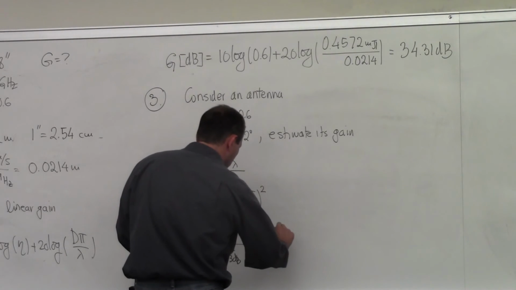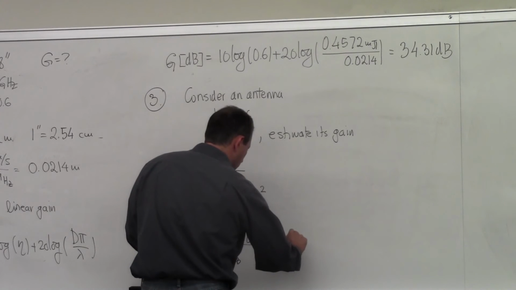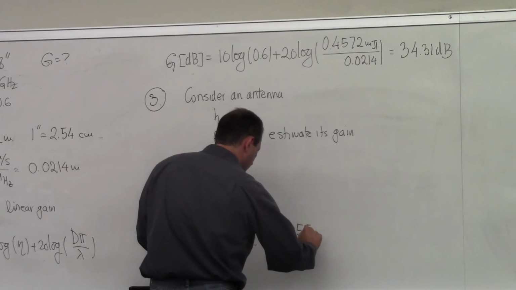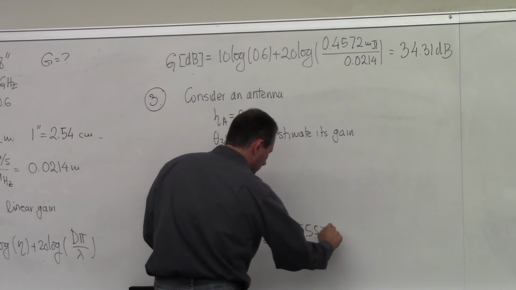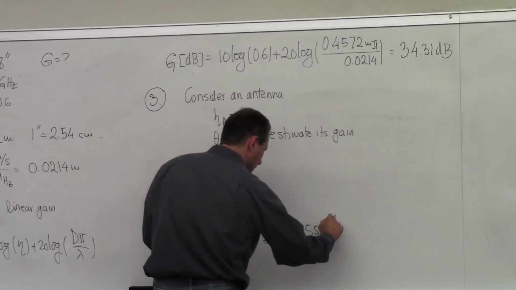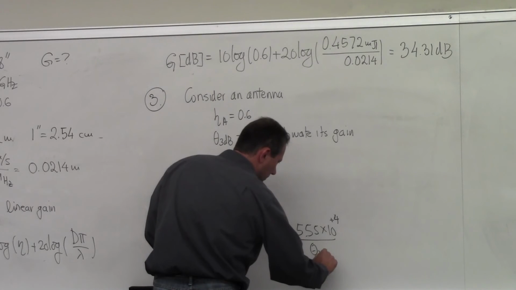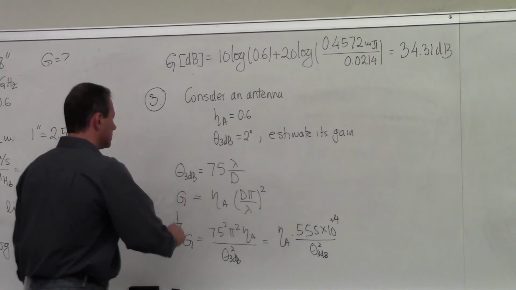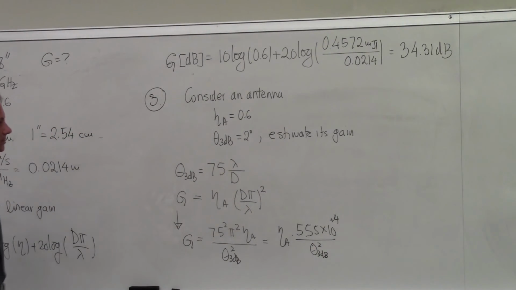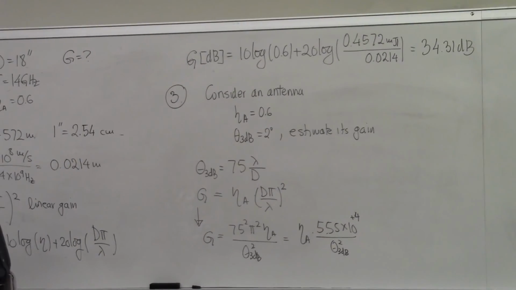And this is what I had on the slide: times 5.55 times 10 to the plus 4 divided by (3 dB) squared. So these are the two fundamental and the derived expression that relates the 3 dB beamwidth of the antenna with the gain of the antenna.